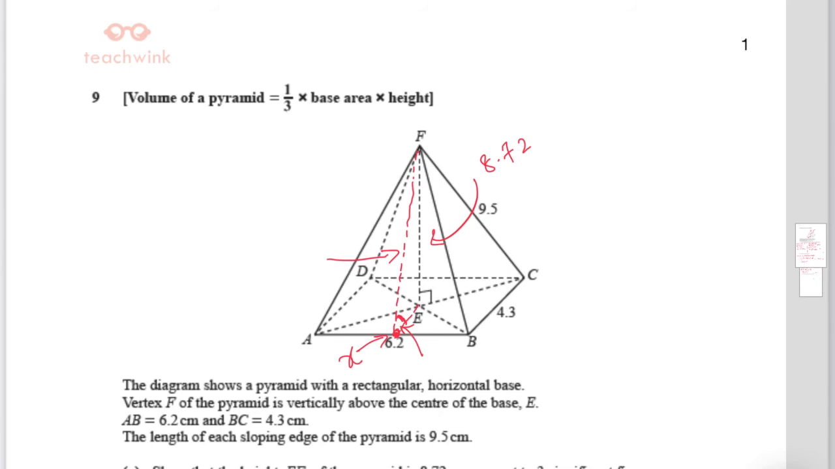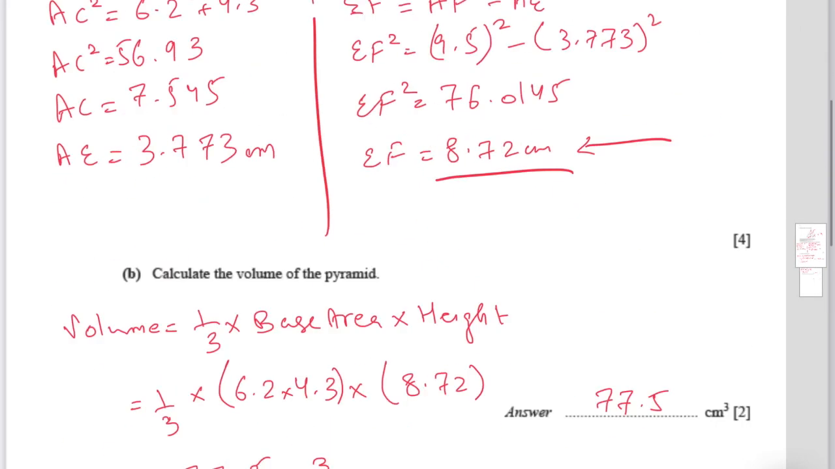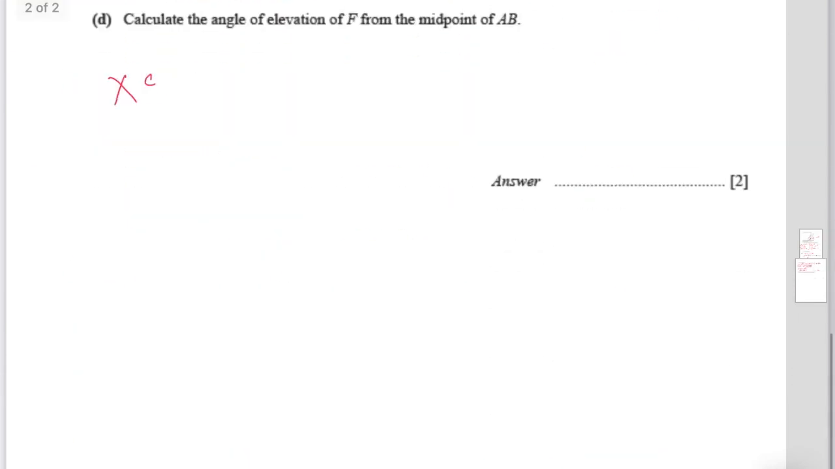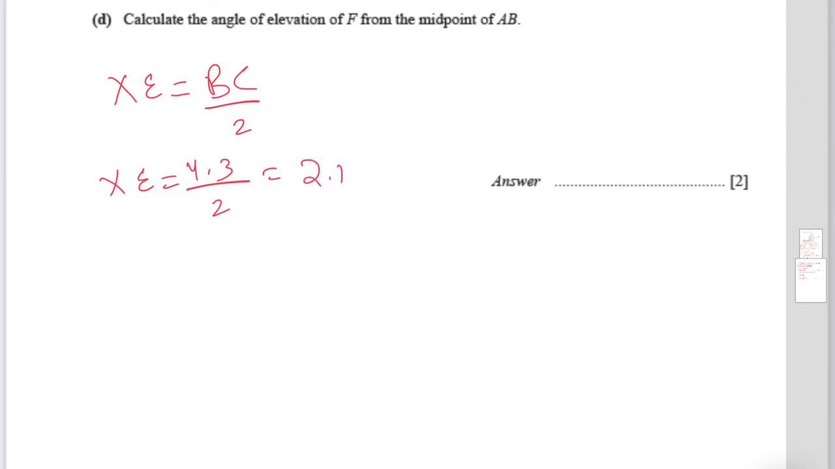How can we find XE? If we divide BC by 2, you would find that the length of XE is half of BC. So XE is equal to BC over 2. So XE equals 4.3 divided by 2, which gives us 2.15.